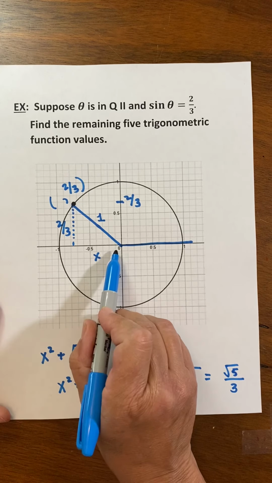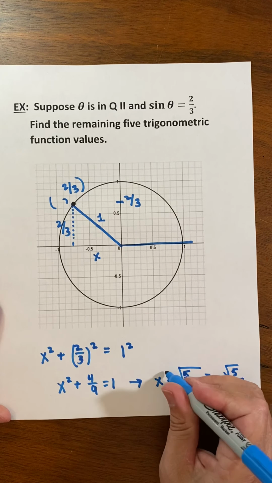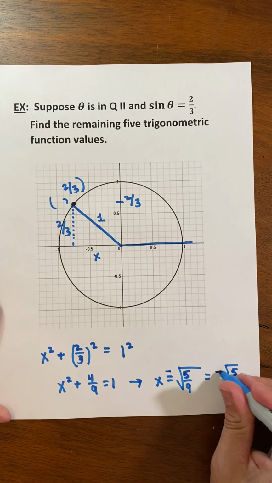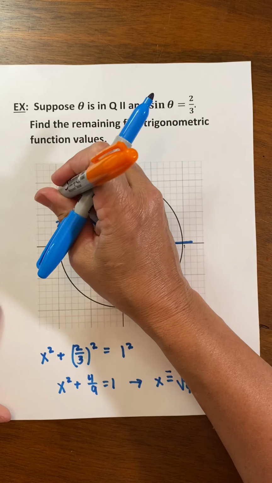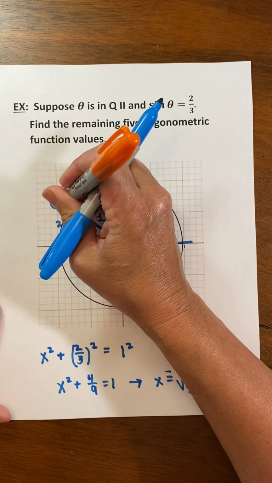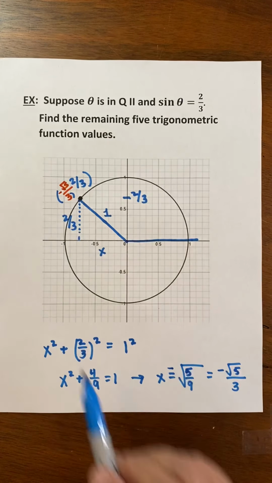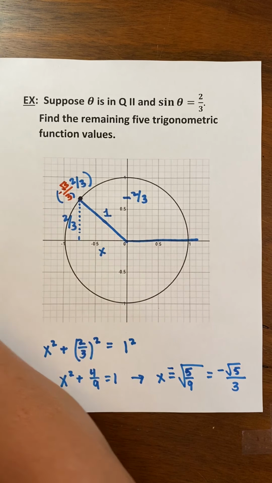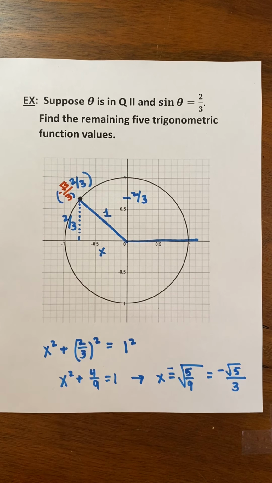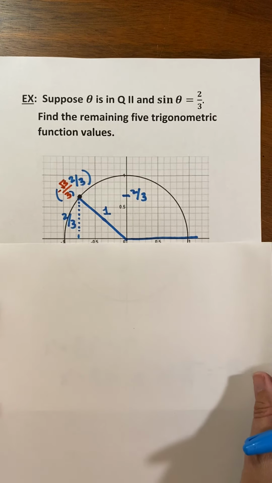But now be careful, we are in the second quadrant, so x is negative, because when we take the square root of something squared, it's positive or negative. So using Pythagorean's theorem, we find that the x coordinate of this point, I know the sine is 2/3, the x coordinate must be negative square root of 5 over 3. So now again, it doesn't ask me what the angle is, it just asks for all the trig functions.